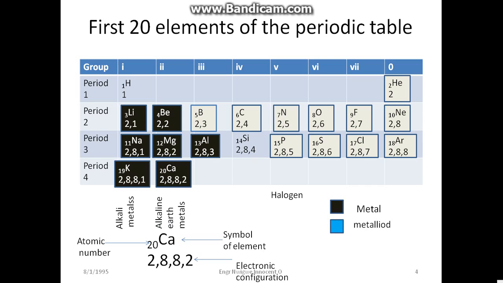Then this 20 represents the atomic number. The Ca, or calcium, represents the symbol of the element. 2, 8, 8 represents the electronic configuration. The black represents the metals. The blue represents the metalloids, while the white represents the non-metals.